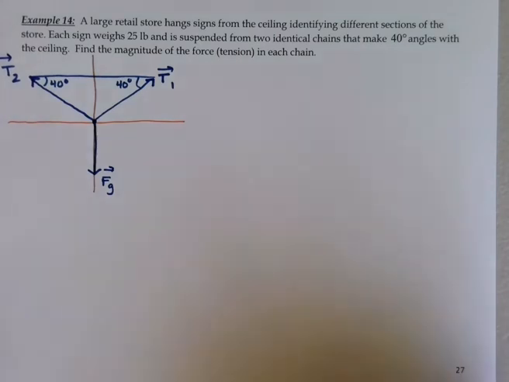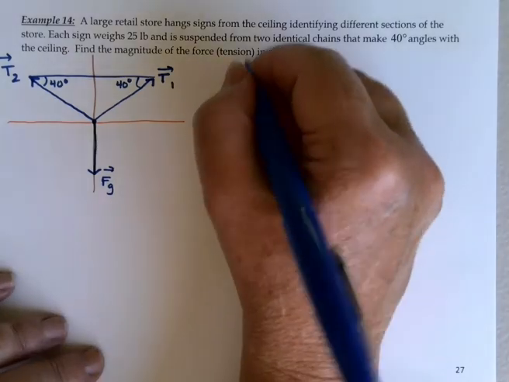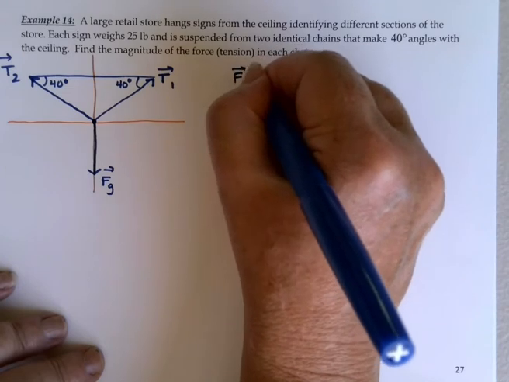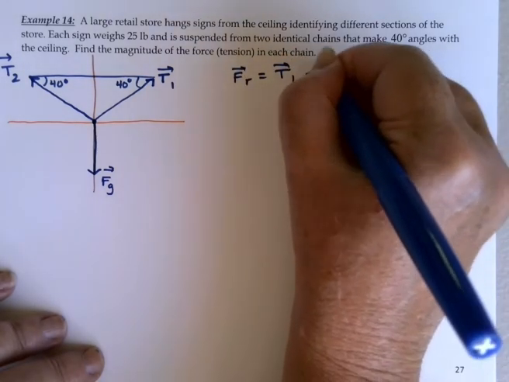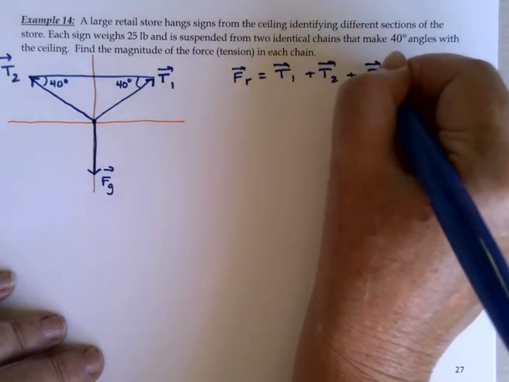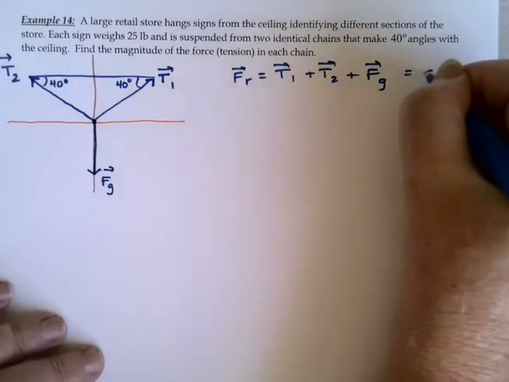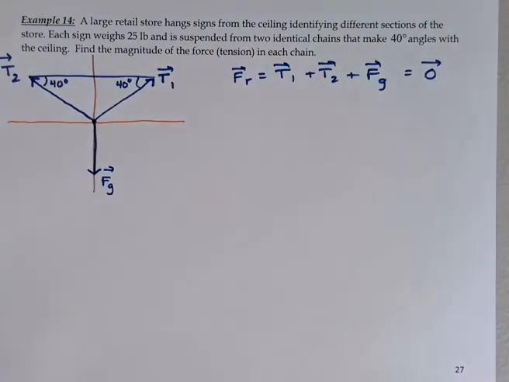Now I do know that the sum of all three of these force vectors must be 0, otherwise the sign would be moving. It would either be pulled up into the ceiling or fall down to the floor, none of which, of course, should be happening. So we know that FR, which is going to be the sum of T1 plus T2 plus FG, must be 0. This sign is in equilibrium.